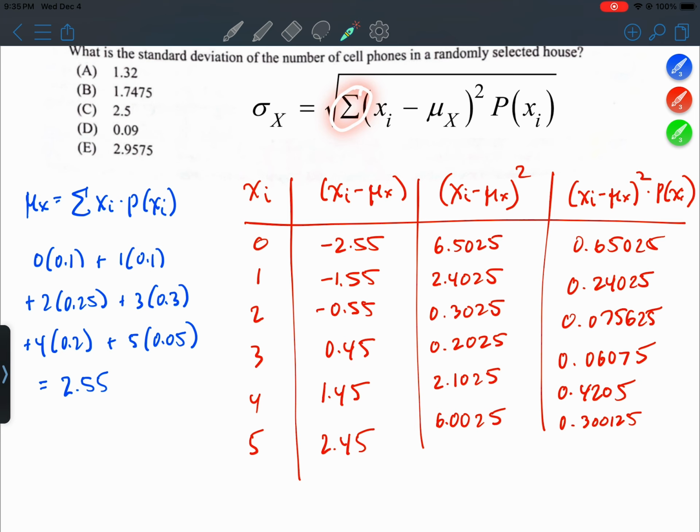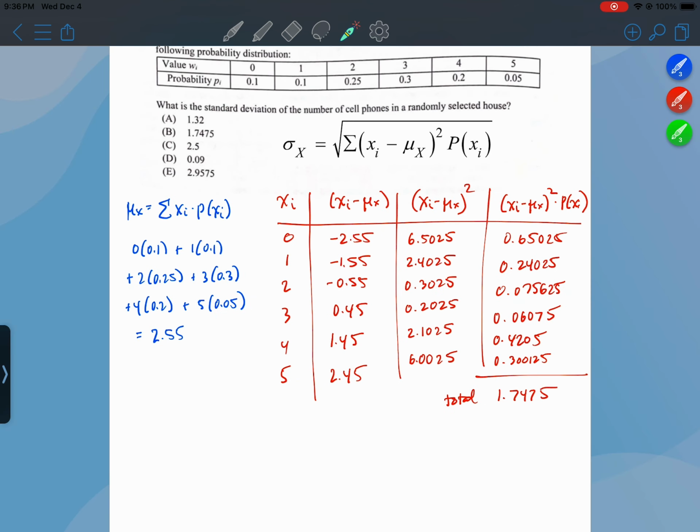Now we have to add everything up. Okay, so I'll write the total here. So the sum of that last column is 1.7475. Okay, and then the final thing we need to do is take that sum and square root it. Okay, and so the square root of 1.7, etc., is 1.32193, and so on. Okay. So square rooting that gives 1.32, and I'm really happy to see that choice A says 1.32.